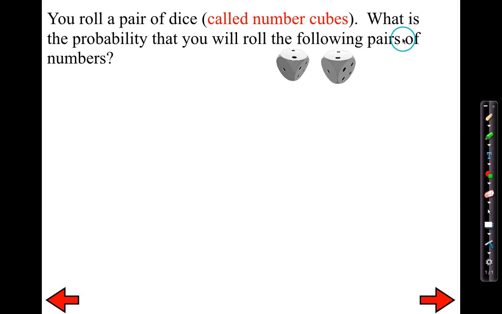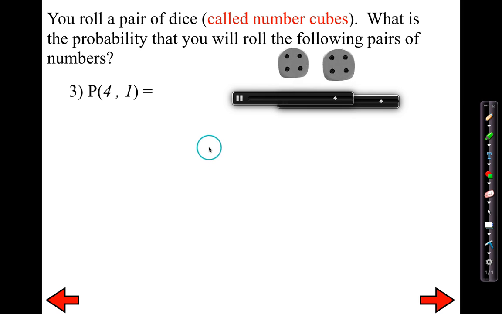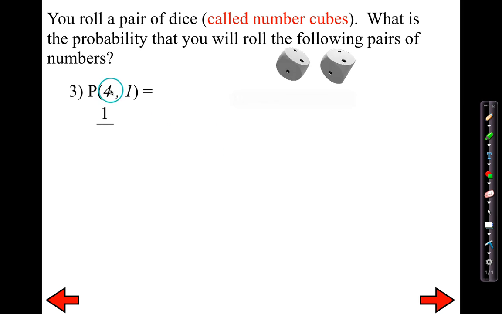So now it says you roll a pair of dice called number cubes. What is the probability that you will roll the following pairs of numbers? So here, let's take a look at number 3. What's the probability of rolling a 4 and a 1? Well, here they are independent, so I'm just going to go ahead and say 4 is just 1 out of 6. Rolling a 1 is still just 1 out of 6. So that's going to get 1 over 36.